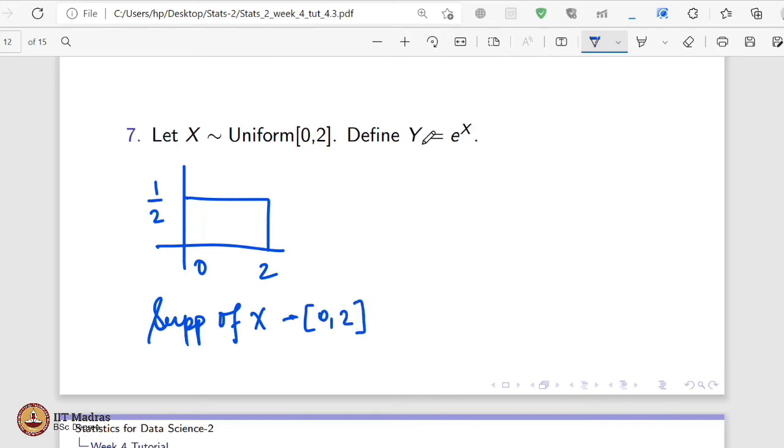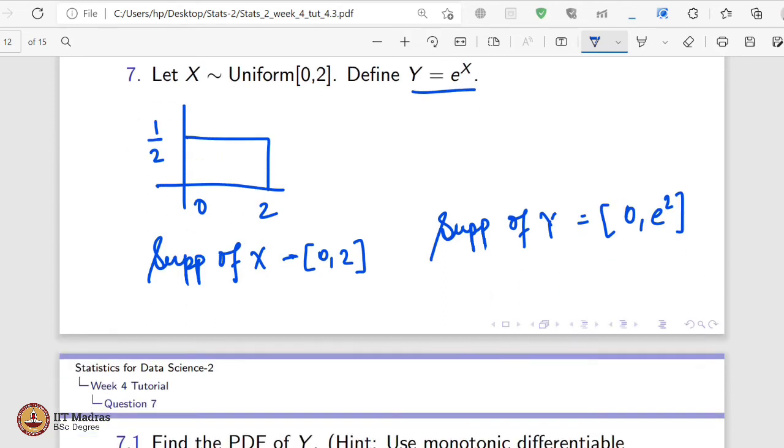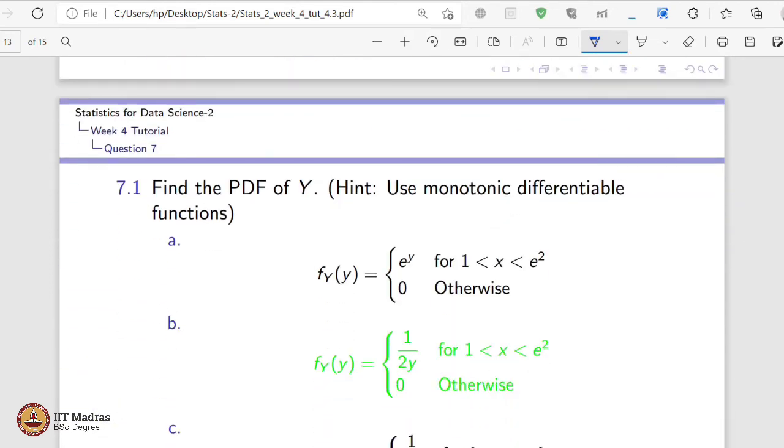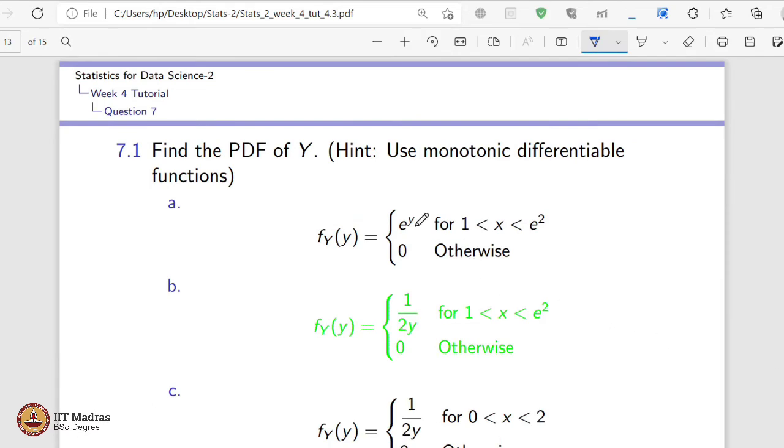And y has been defined as exponential of x. So the support of y is what? 0 to e to the power 2, right? So now we are having everything, the support of y and the support of x. Now we can directly calculate the CDF of y. So what has been asked? So the PDF of y has been asked.